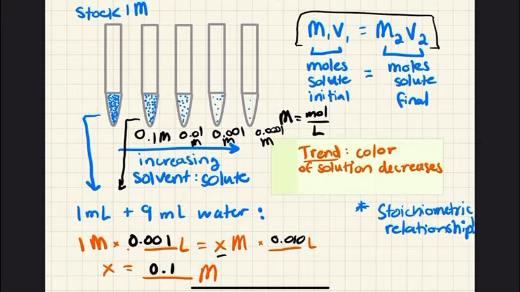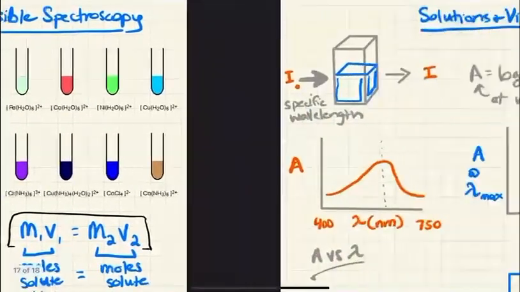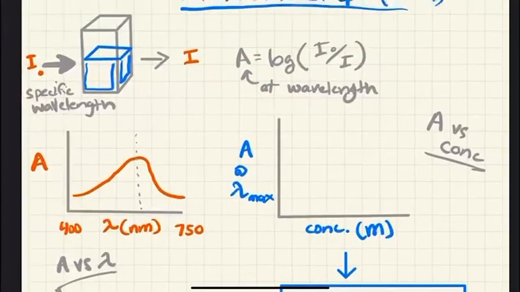Okay, now we can observe a trend in these solutions that have been diluted, and that trend is that as we dilute the solution, the color of the solution is decreasing or becoming more transparent, however you want to say it. More clarity, less strong color. This is because there is a stoichiometric relationship between the light-matter interactions and the particles in the solution. And so we're going to leverage that in this lab. And that's where the visible spectroscopy really shines in terms of its utility.